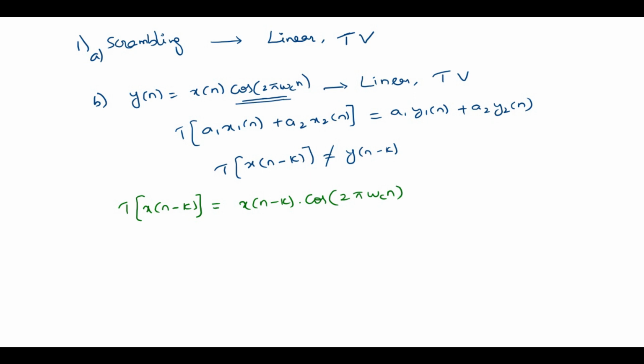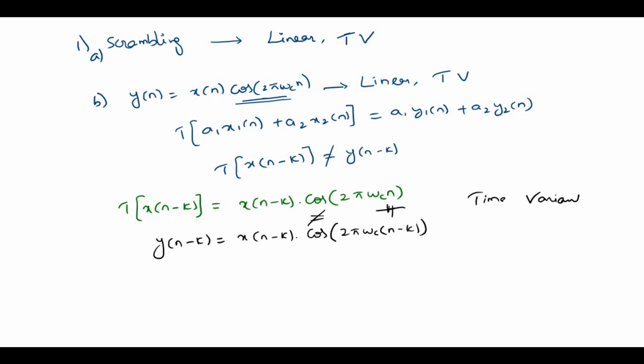Now if we find the shifted response, y of n minus k is x of n minus k into cos of 2 pi omega c into n minus k. So these two are not equal. So it is a time variant system. So it is a linear and time variant system.